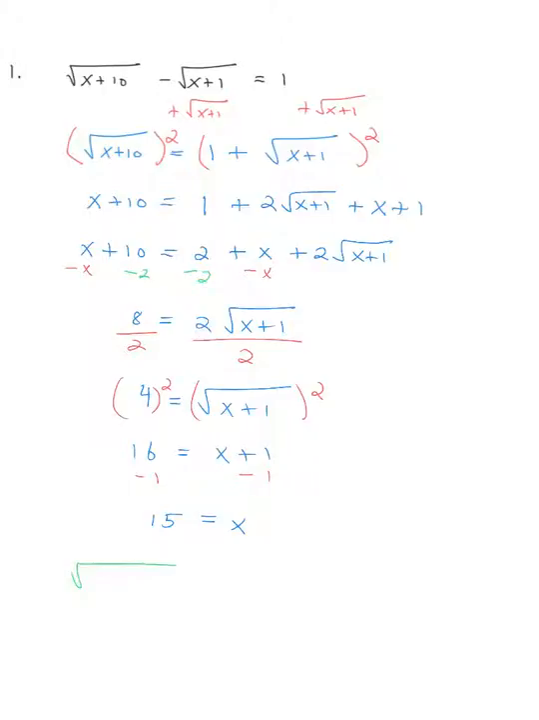That is the square root of 15 plus 10 minus the square root of 15 plus 1. Is that the same thing as 1? Is this true? That's the square root of 25 minus the square root of 16. Again, is that 1? This is 5 minus 4. Yeah, that's a true statement. 1 is equal to 1. X equals 15 is, in fact, a solution, not an extraneous one, and that is it for this problem.